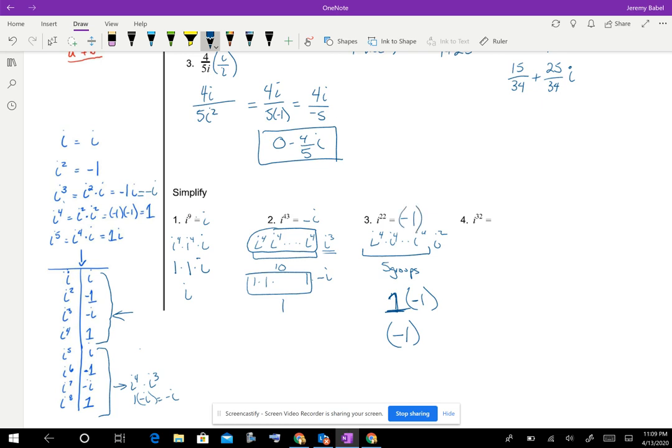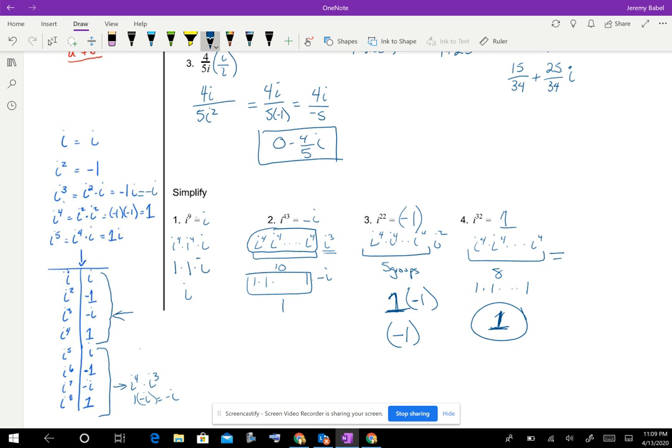And then finally, i to the 32nd. Well, we could have 8 perfect groups of 4 out of that. So i to the fourth times i to the fourth, and we're going to have 8 of those groups. All 8 of those are just 1 times 1 times 1, 8 times, which is just the number 1. And there's nothing left on the outside, so the answer is just the number 1.